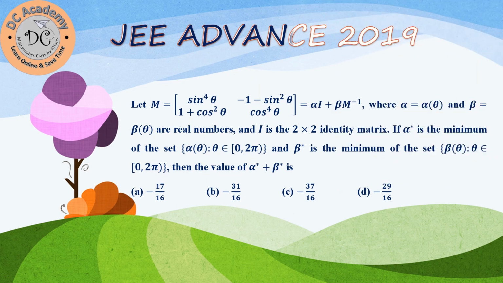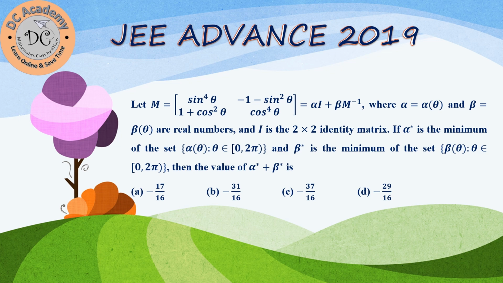In this video, we're going to solve a problem which appeared in JEE Advanced 2019. So first, try to understand the problem. Here, we have a given matrix M, and we have to rewrite it in the form of alpha I plus beta M inverse, where alpha and beta are functions of theta. I is a 2 cross 2 identity matrix.